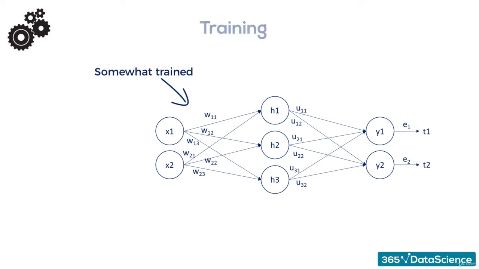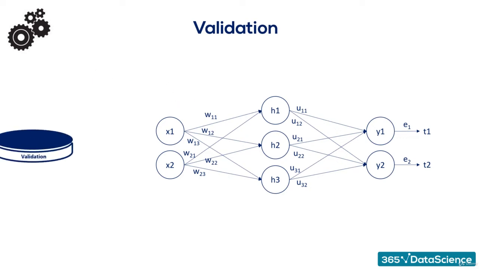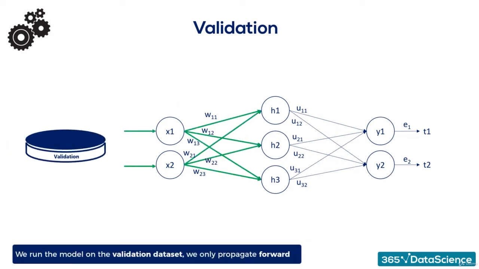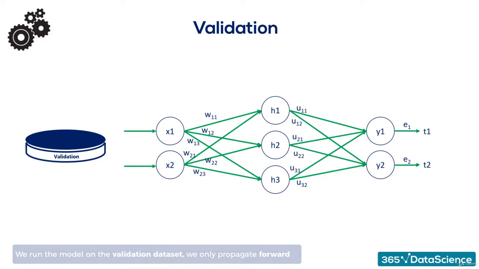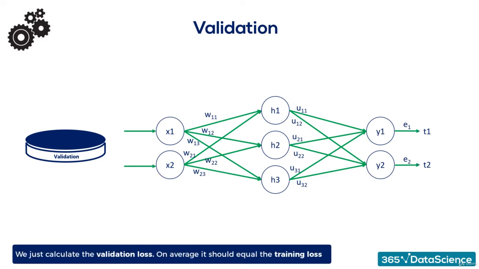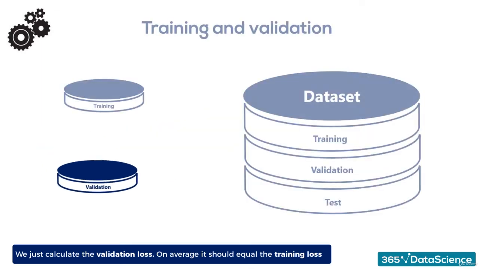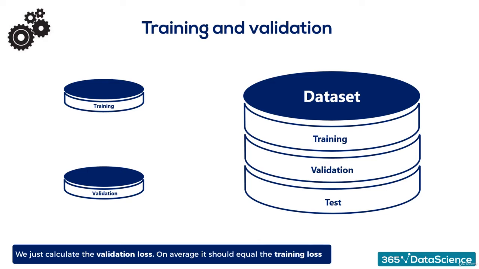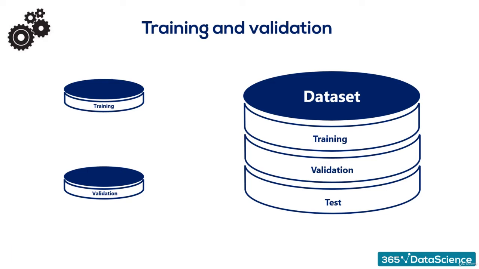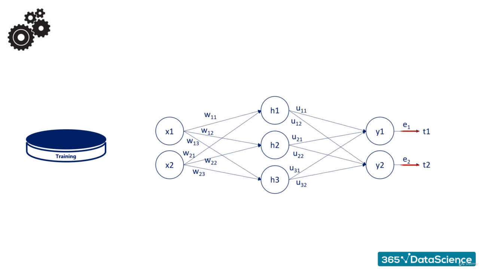What we do next is take the model and apply it to the validation dataset. This time, we just run it without updating the weights, so we only propagate forward, not backward. In other words, we just calculate its loss function. On average, the loss function calculated for the validation set should be the same as the one of the training set. This is logical, as the training and validation sets were extracted from the same initial dataset containing the same perceived dependencies. Normally, we would perform this operation many times in the process of creating a good machine learning algorithm.